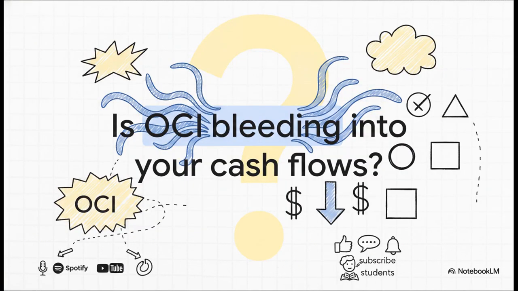I want to leave you with a provocative question to chew on as you check your own work. Are your indirect cash flow adjustments strictly sticking to profit and loss? Or is OCI bleeding in where it absolutely doesn't belong?